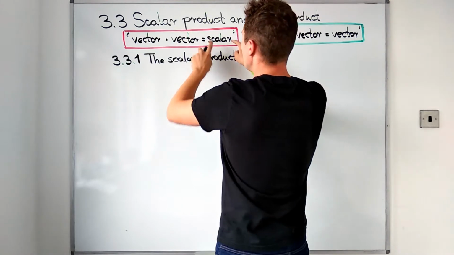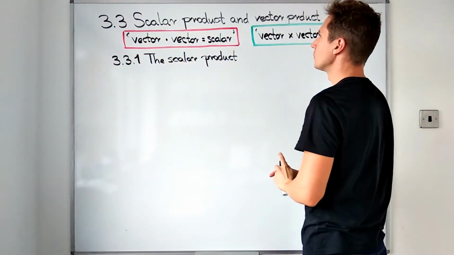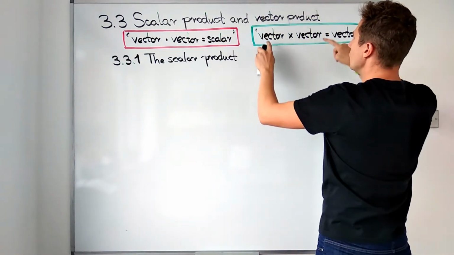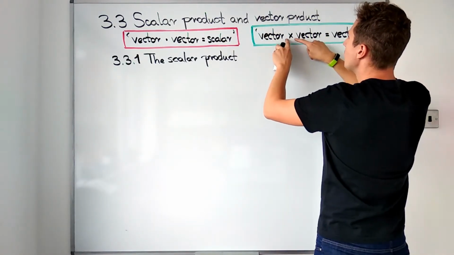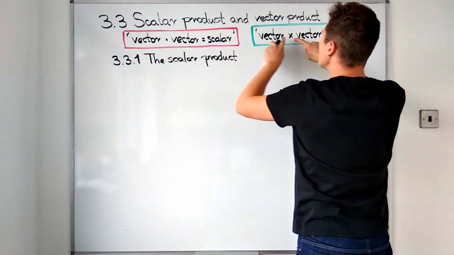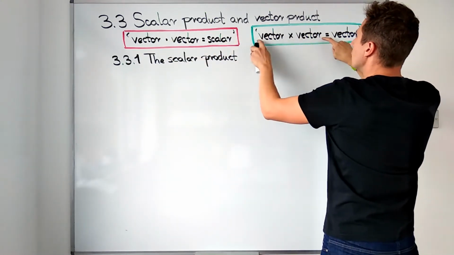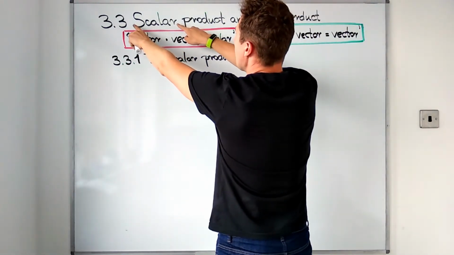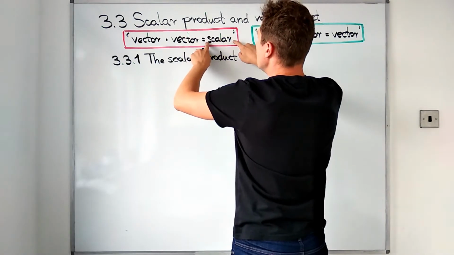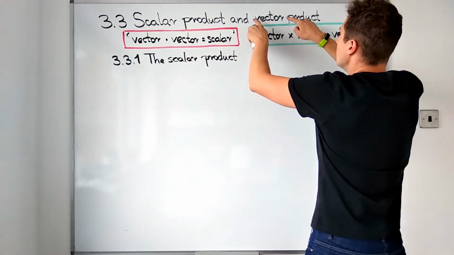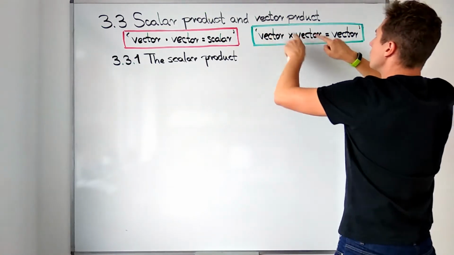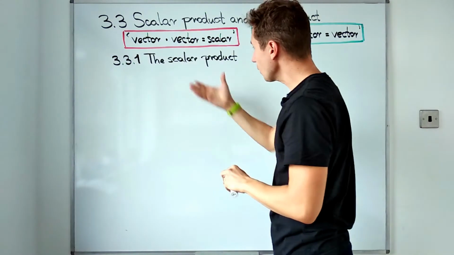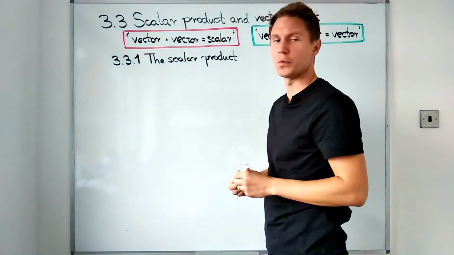a result. The other way of multiplying two vectors that we'll learn about in the next video is called the vector product, in which case we take two vectors, we multiply them, we use a different symbol for this multiplication, and as a result we'll get a vector. Okay, so this is why it's called the scalar multiplication, because it results in a number, a scalar, and it's called the vector product, the vector multiplication, because it results in a vector. So let's start with the scalar product of two vectors.